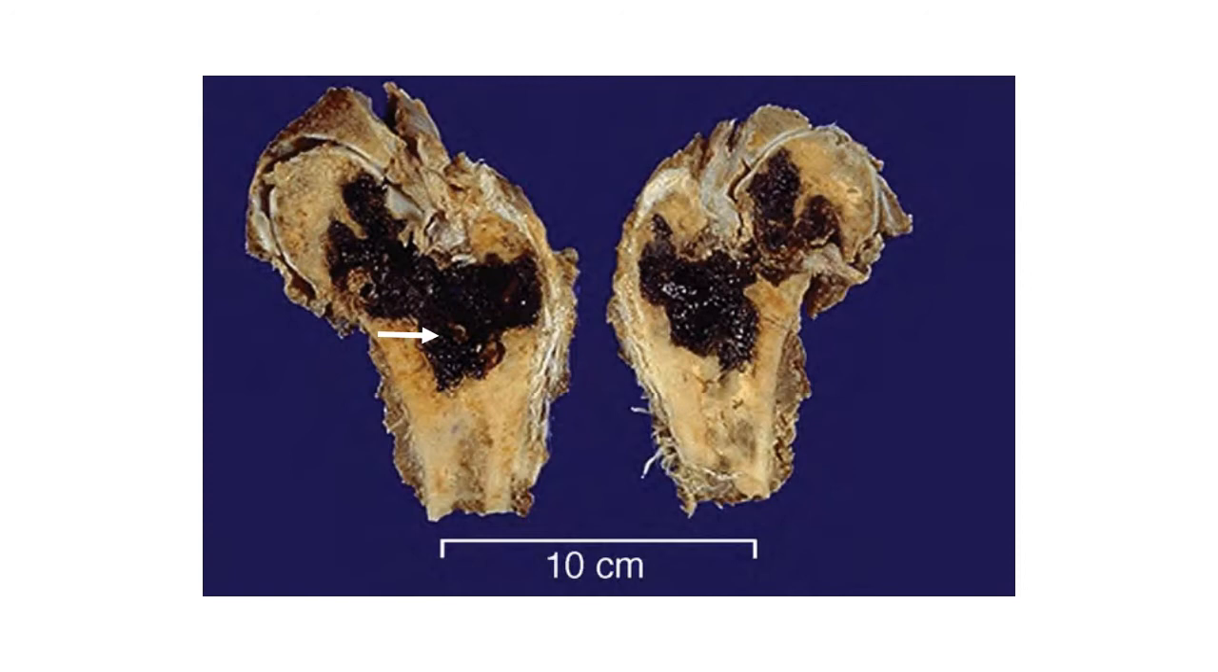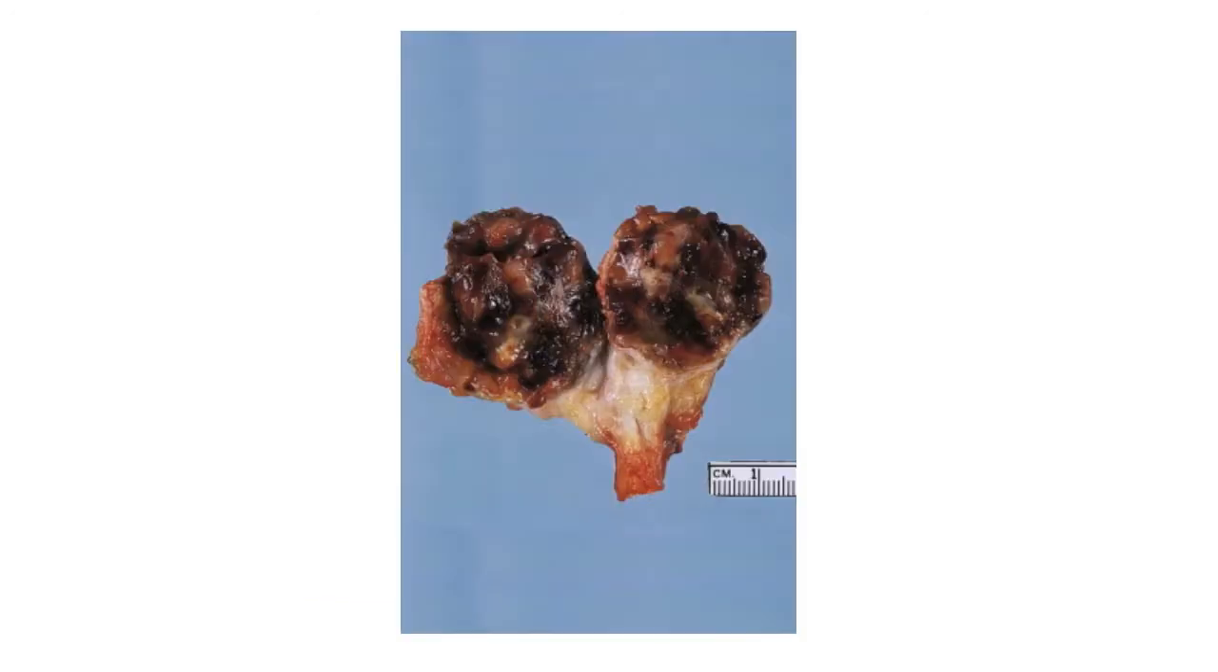This is a giant cell tumor in the proximal femur. The femur has been cut longitudinally, and there is an irregular dark red blackish hemorrhagic mass arising within the epiphysis and extending into the metaphysis. This is another giant cell tumor. This tumor is located in the ulna, and the tumor is well circumscribed, expansile, and showing brownish red discoloration.